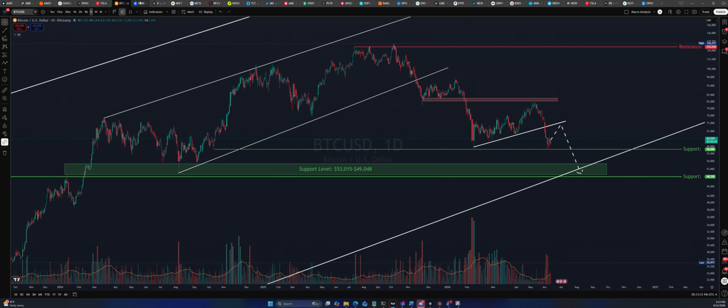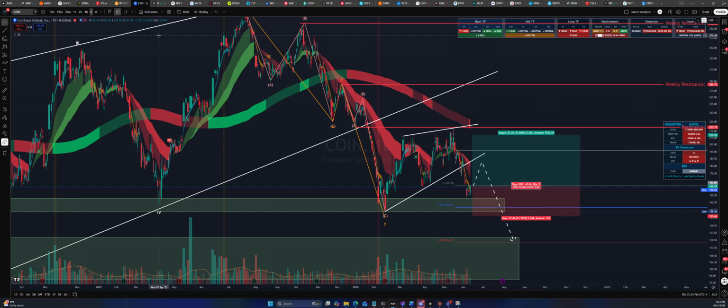Nobody knows. That's why you have a stop loss. If your trade is invalidated, then you exit at a loss. Not sure if that makes sense. Anything else?